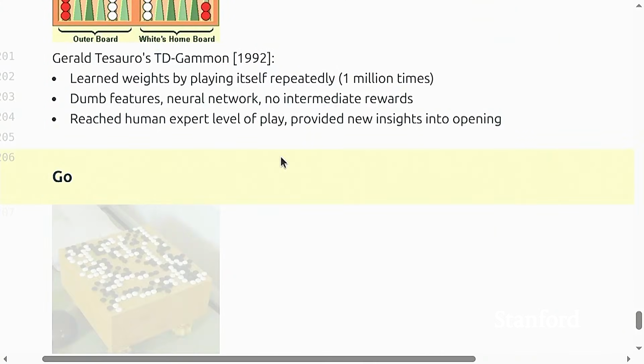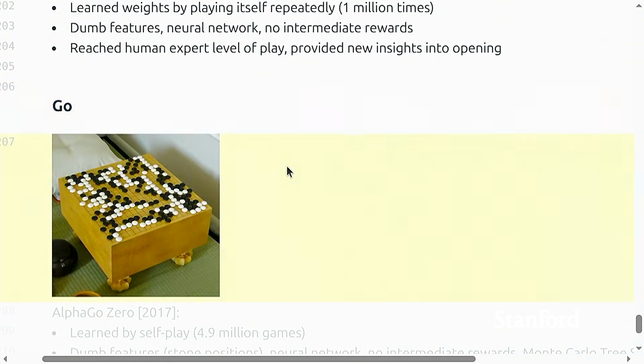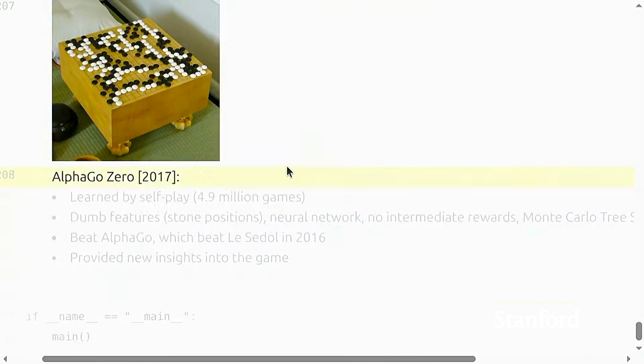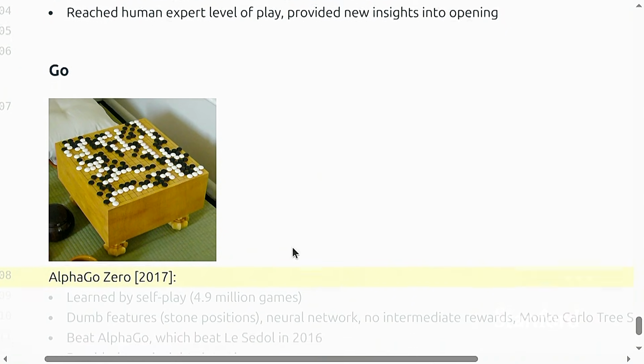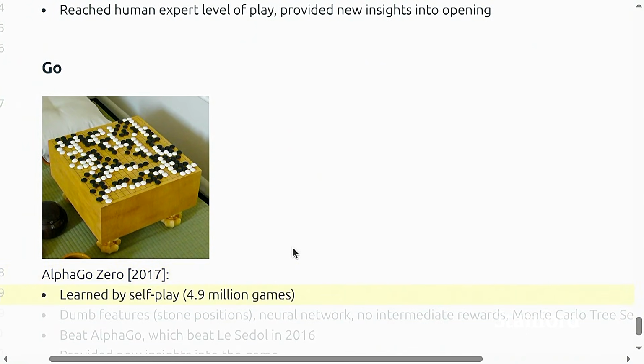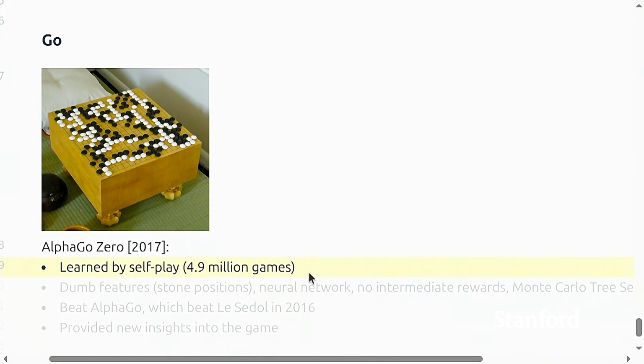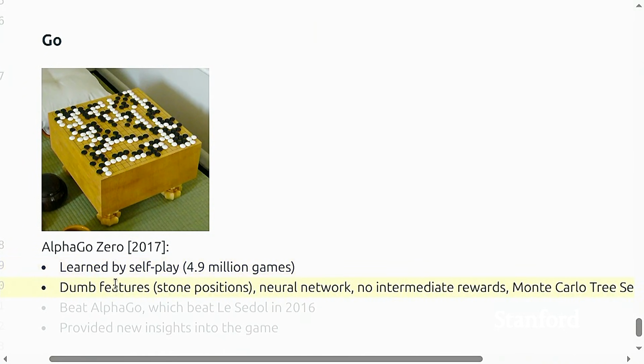Okay, and then there's Go, which I think is more of in recent memory. So in 2016, there was AlphaGo. I want to highlight AlphaGo Zero because it's much more bullish on reinforcement learning. This learned by self-play as well. So they played about 5 million games. Here at this point, it was also dumb features, and you just had the stone positions.